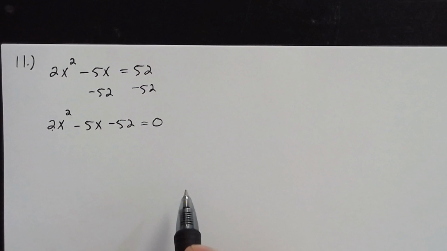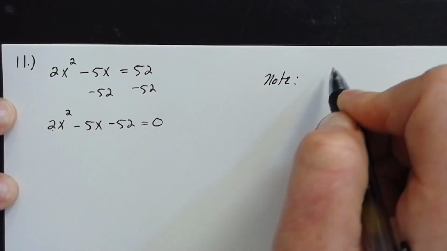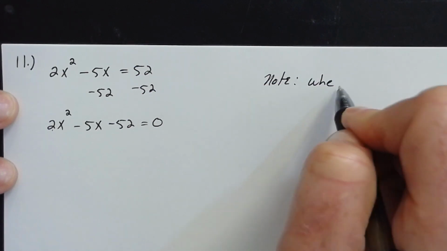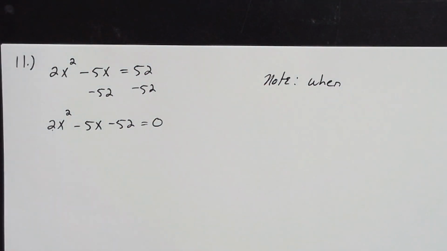I'm going to make a little note here for you and say it's not always 100% of the time, but I'd say 99-point-something percent of the time, if you see a coefficient greater than 1 in the leading term, just use the quadratic formula.